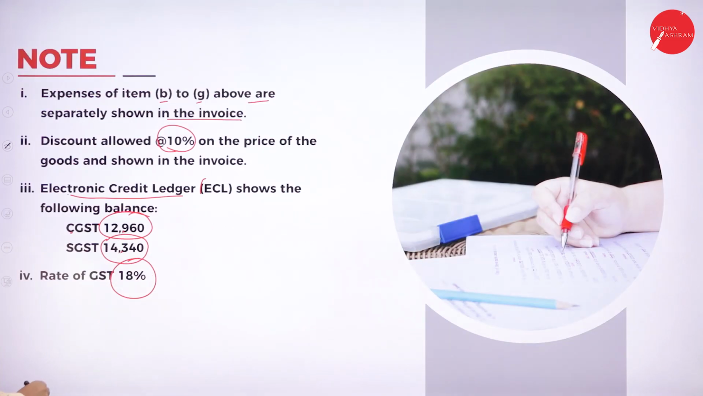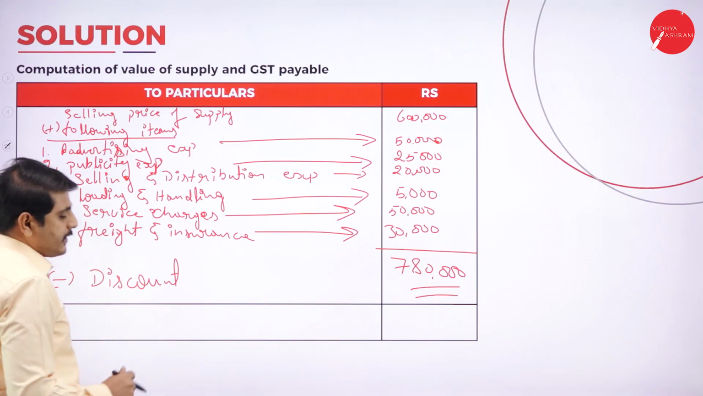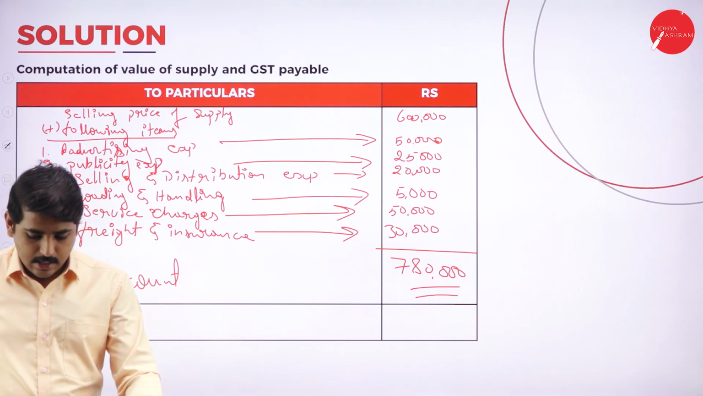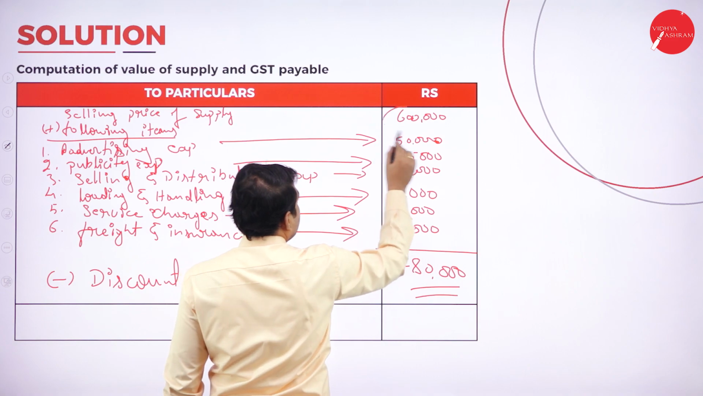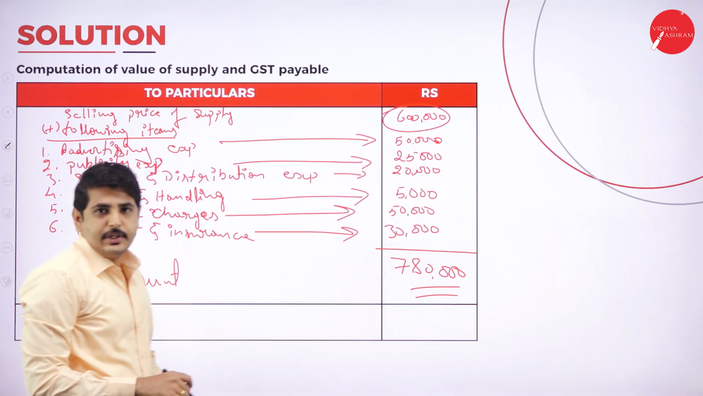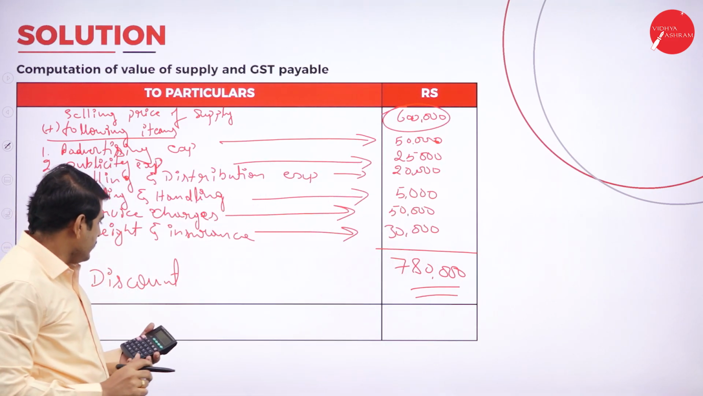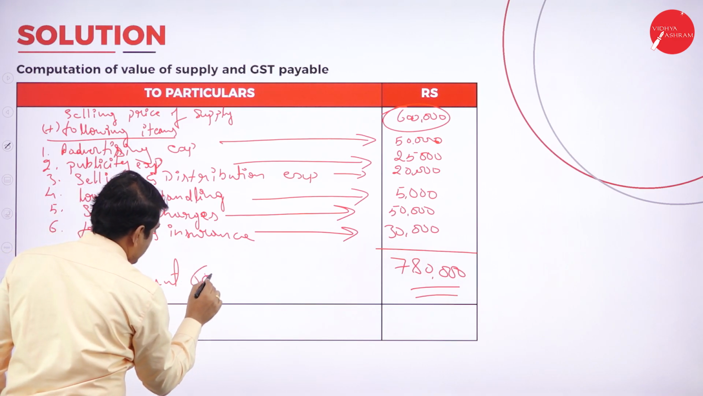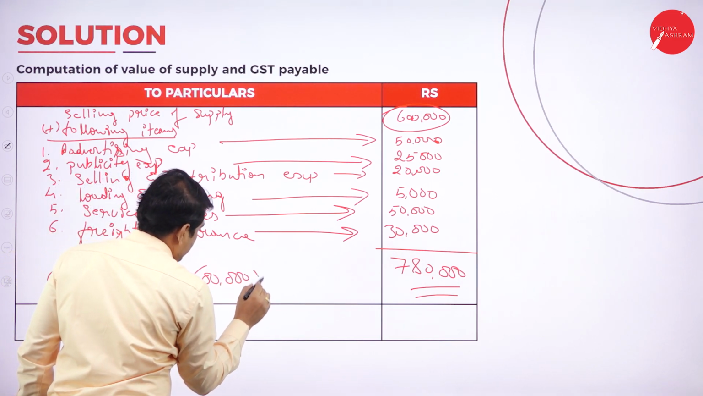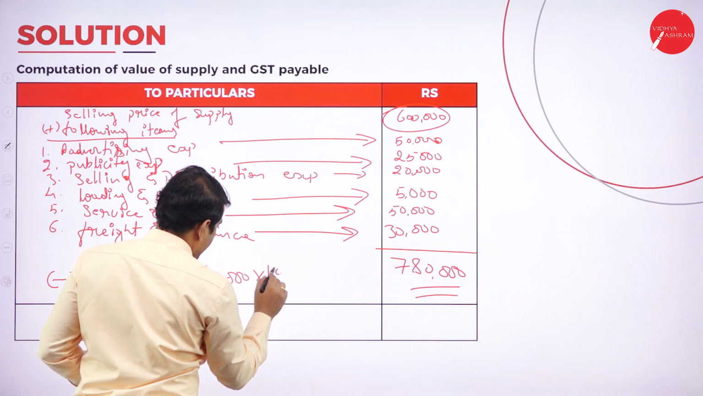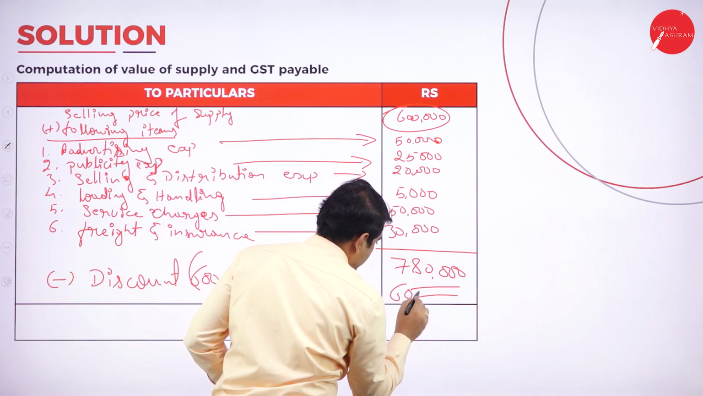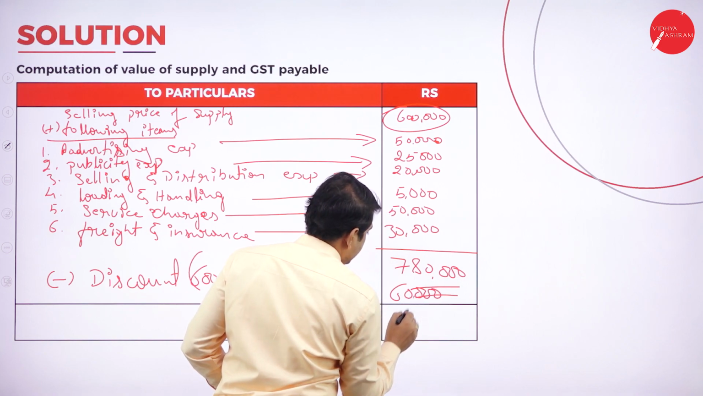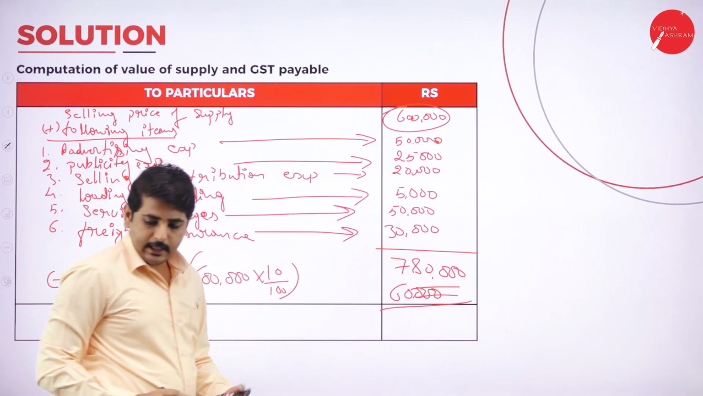Let's deduct the discount. What is the rate of discount? 10%. 10% on what? On the cost of the product. The cost of the product is 6 lakhs. So on the 6 lakh we should calculate the discount. So discount is 6 lakh into 10 by 100. You'll get 60,000. So 60,000 is the discount. Deduct the discount.